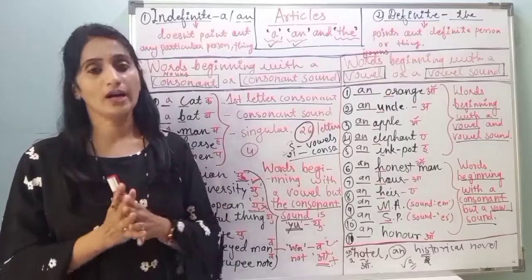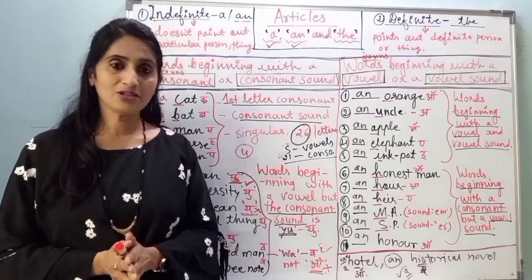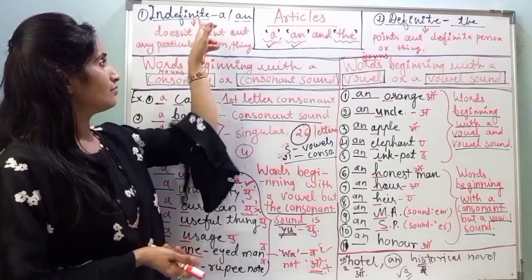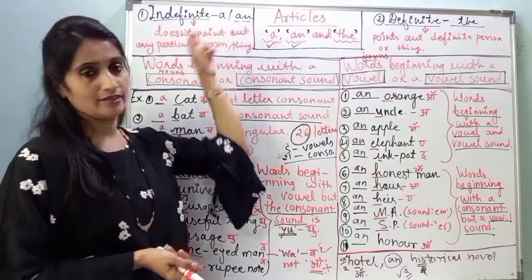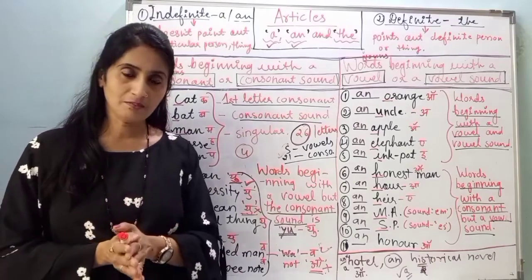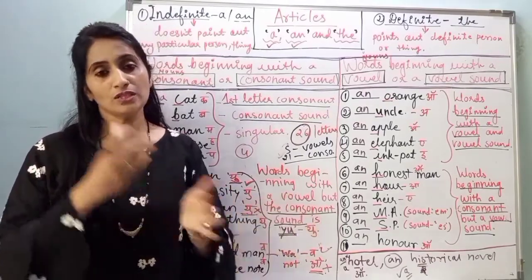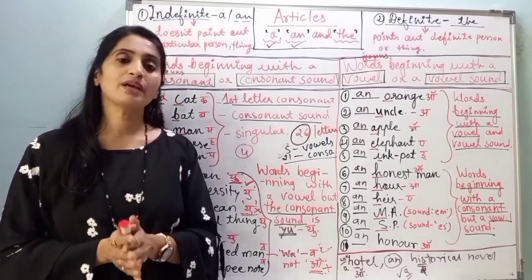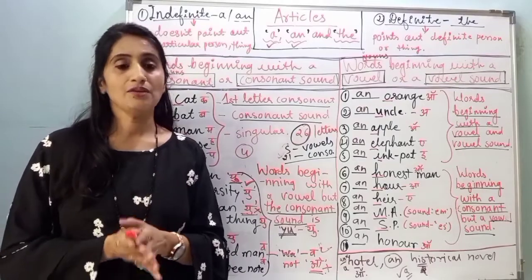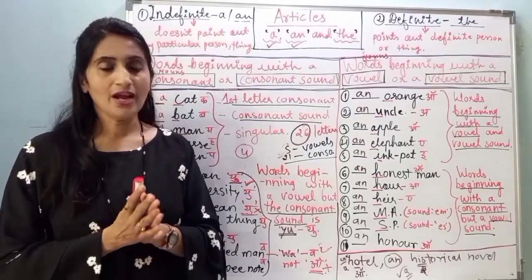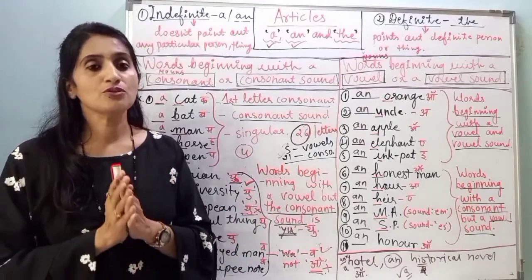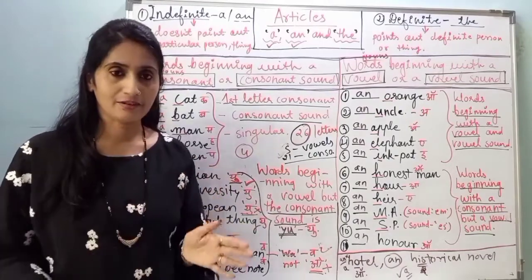I hope that you have understood. So today we have studied the use of the indefinite articles. Which are the indefinite articles? A and an. I repeat that if a noun is singular in number and it begins with a consonant or a consonant sound, we should make use of the article a. In the same way, if a noun is singular in number and if it begins with a vowel or a vowel sound, we should make use of the article an there.